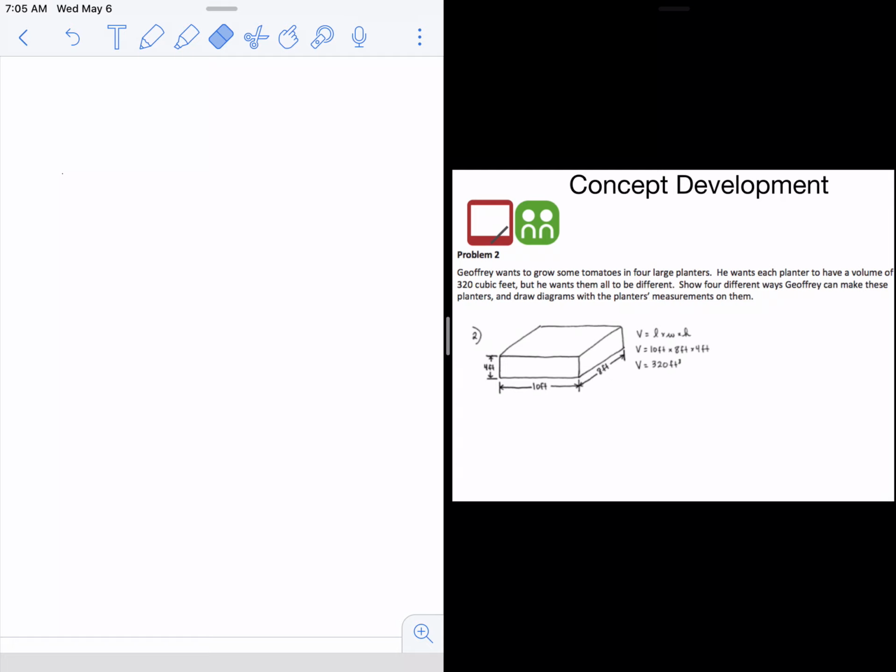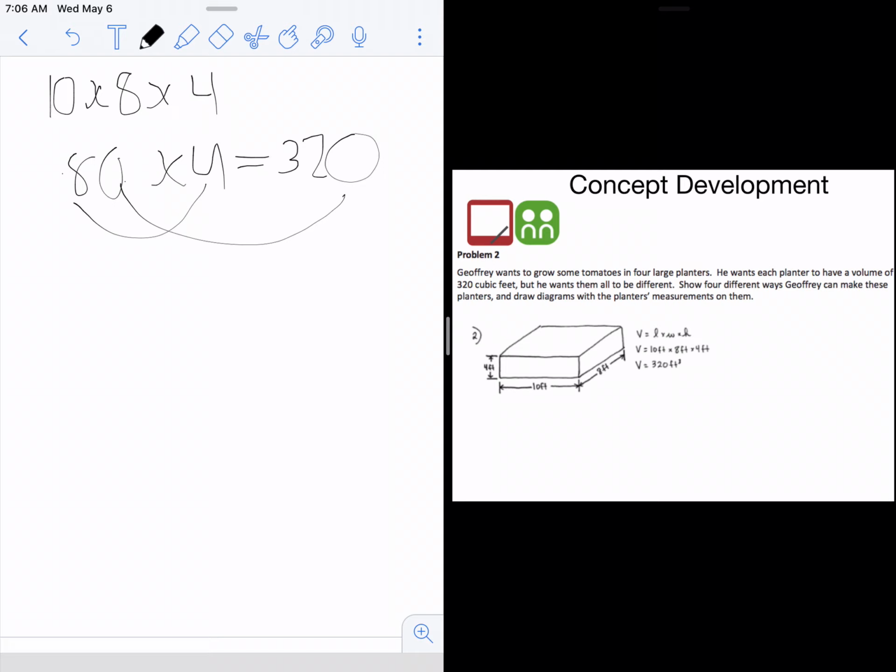Okay, so I'm going to write it up here. 10 times 8 times 4. Okay, 10 times 8 is 80. 80 times 4, remember, 8 times 4 is 32, and then we add the 0 back. Okay, so 320 cubic feet. So here you see a diagram drawn of 10 feet by 8 feet by 4 feet. So one of his planters is going to look just like that. Okay?